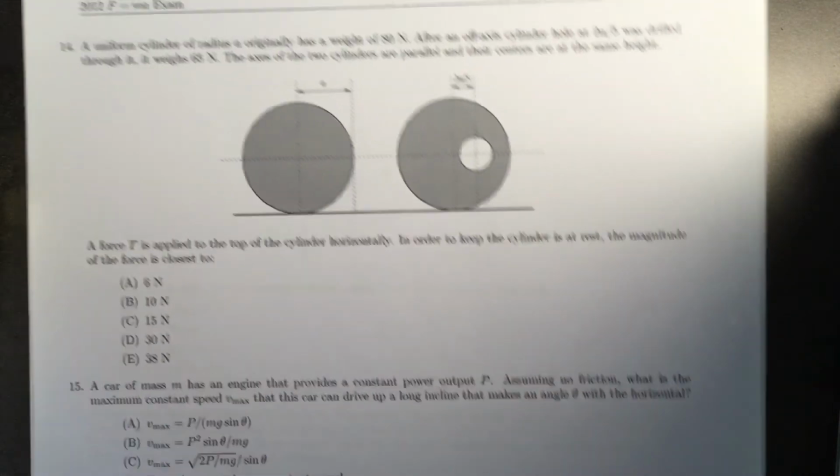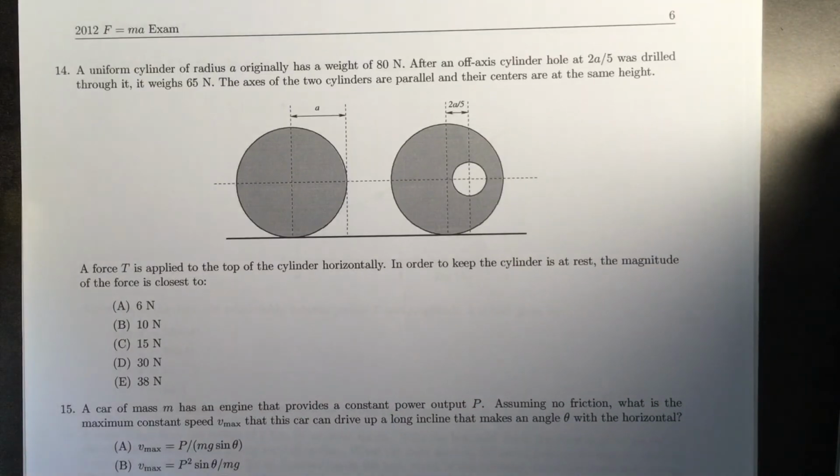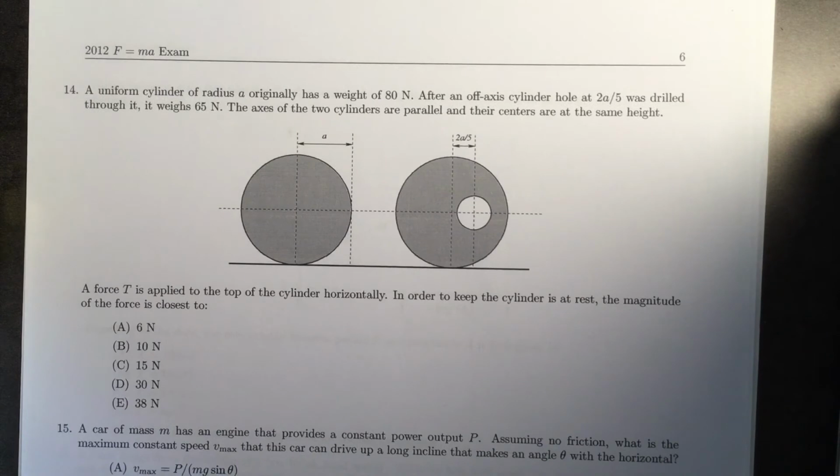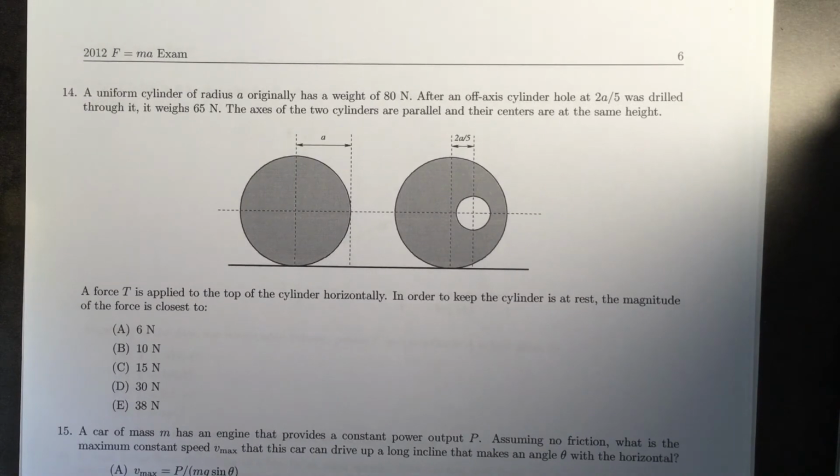This is a tough one. Yeah, this is a tough one. So question 14: a uniform cylinder of radius a originally had a weight of 80 newtons. An off-axis cylindrical hole at 2a divided by 5 was drilled through it. Now it weighs 65 newtons. The axes of the two cylinders are parallel and their centers are at the same height. The force T is applied to the top of the cylinder horizontally in order to keep the cylinder at rest.